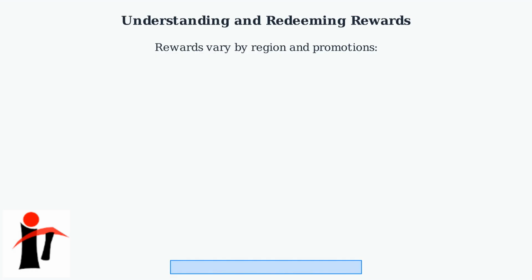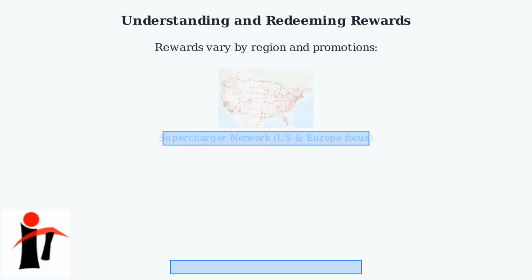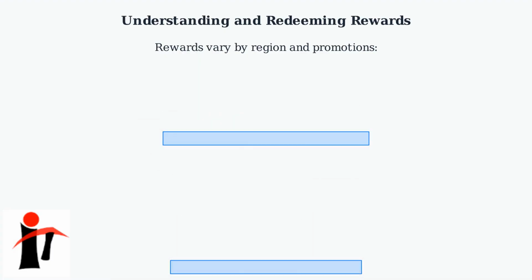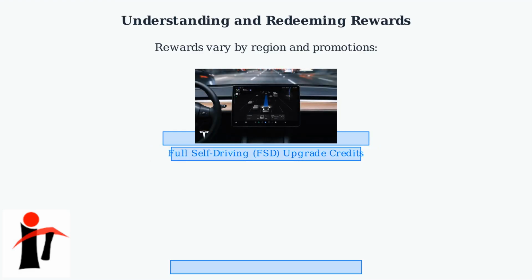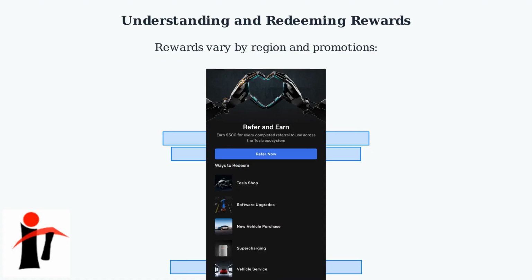Common rewards include free supercharging miles, Tesla merchandise, or credits for upgrades like full self-driving capability. In the US and Europe, rewards often prioritize supercharging credits, while other regions may focus on different energy incentives. Other rewards include Tesla merchandise, such as mugs, backpacks, and apparel. You can also earn credits towards upgrades like full self-driving capability. The Tesla app displays your earned rewards and provides clear instructions for redemption. Simply navigate to the Rewards section to see available options and claim them.